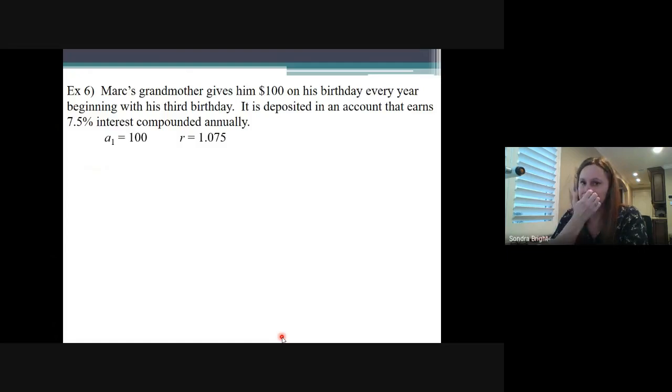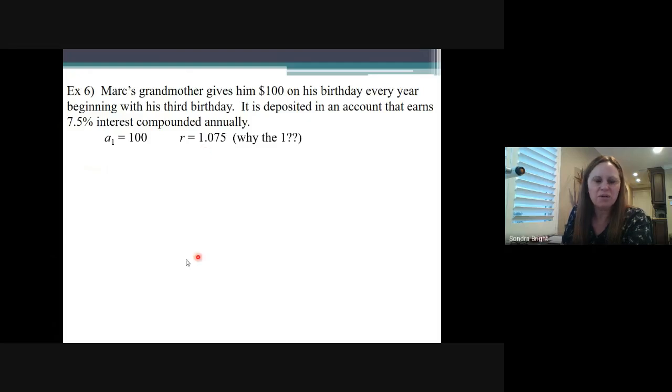Your R is 1.075. What the heck? All right, so I get the whole 7.5, move the decimal place over 2 places to the left for your R. So I get the 0.075, right? We move the decimal place over. Why would my R be 1? Why the 1?